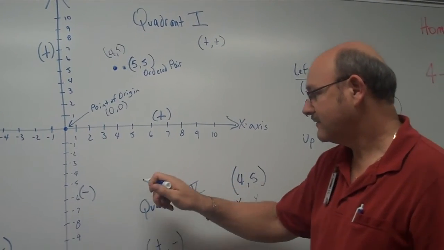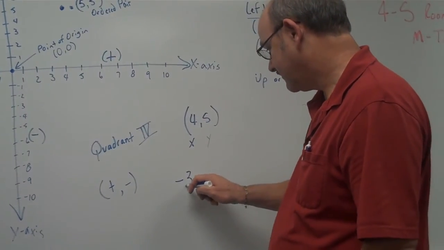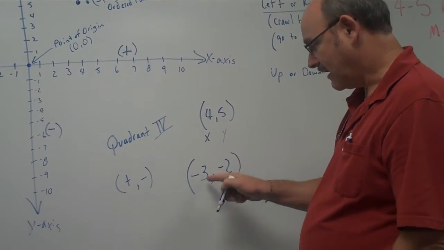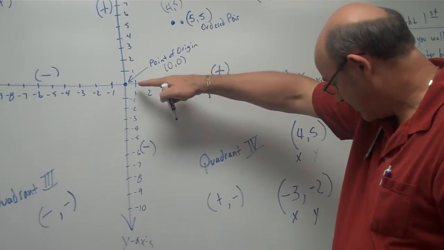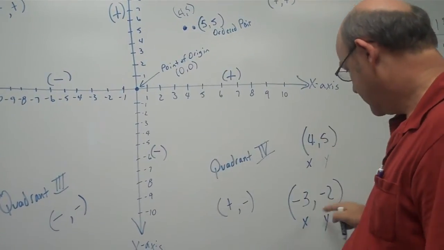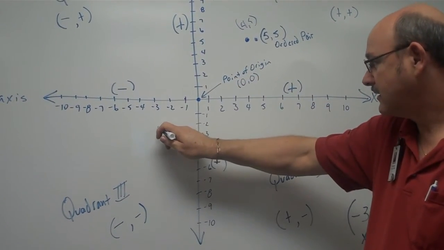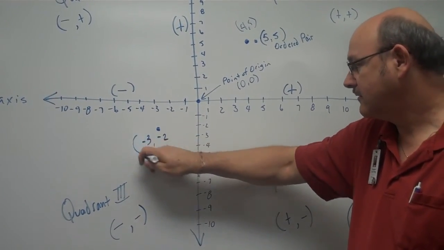Well, if we had negative numbers, like graphing negative 3, negative 2, our first number is the X, second is Y. We start at our point of origin, and it says negative 3. We go 1, 2, 3. It says negative 2. From here, we go 1, 2. So this here is negative 3, negative 2.